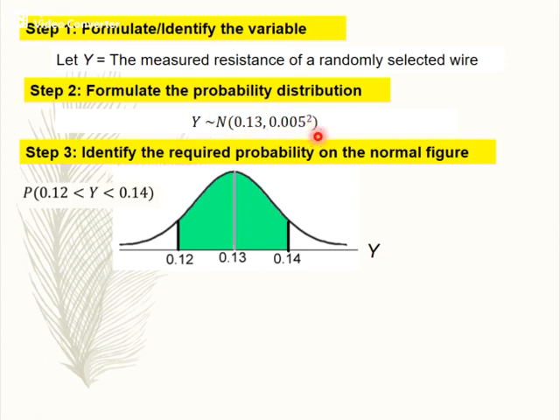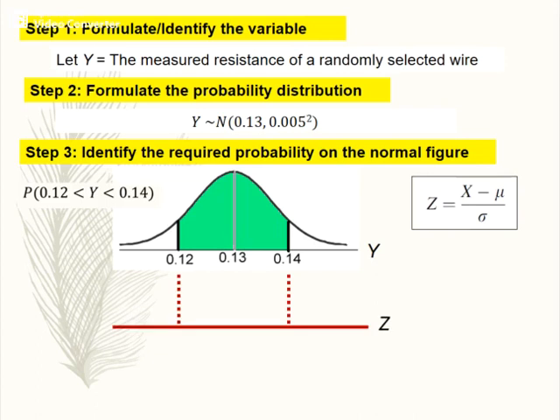Now, this is clearly non-standard. So if we want to find probabilities, remember to standardize. Memorize this formula. It will not be given. You need to know how to standardize a random variable. What this does is convert these values that are in terms of Y into values in terms of Z. You can think of it as a different scale. If you take 0.12 and subtract the mean of 0.13 and divide by 0.005, you get -2. On the other side, you get 2.